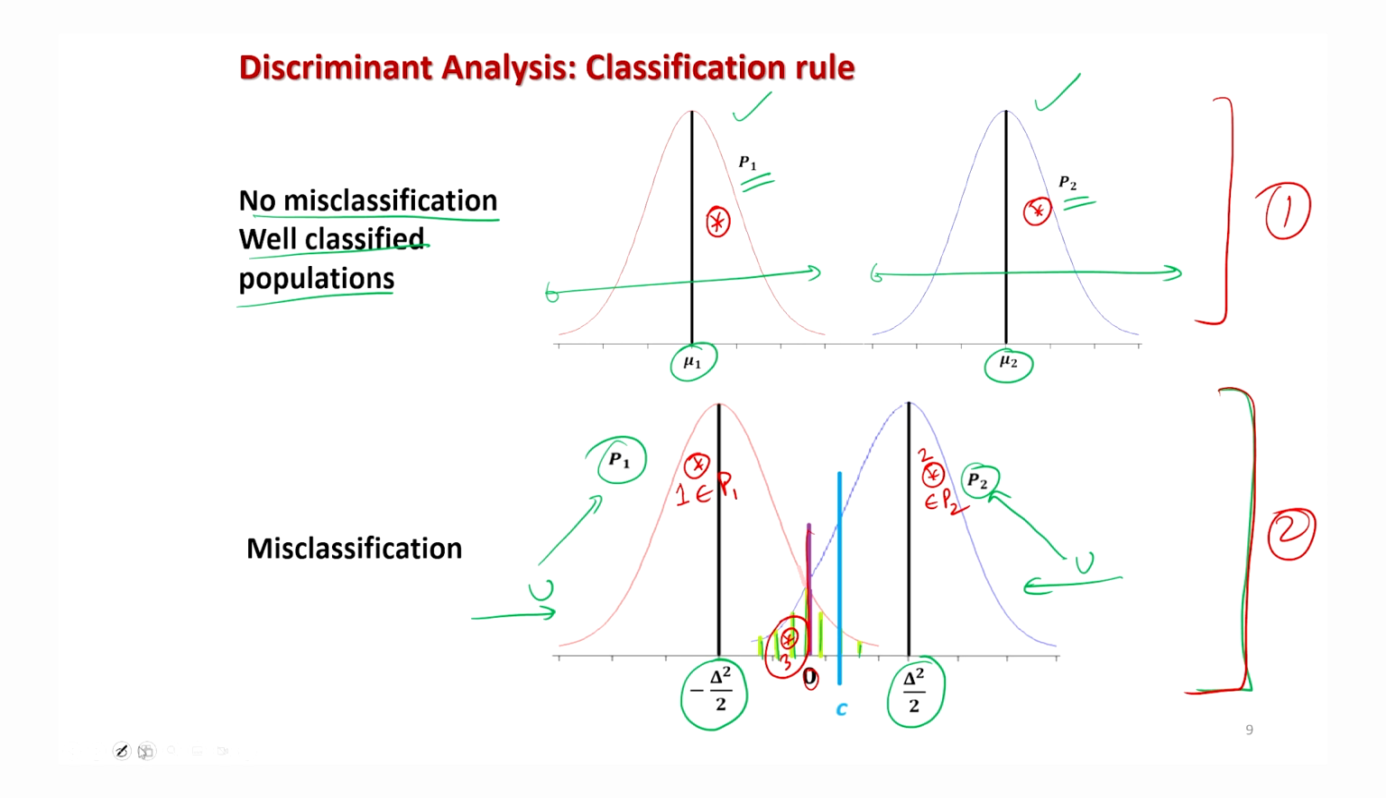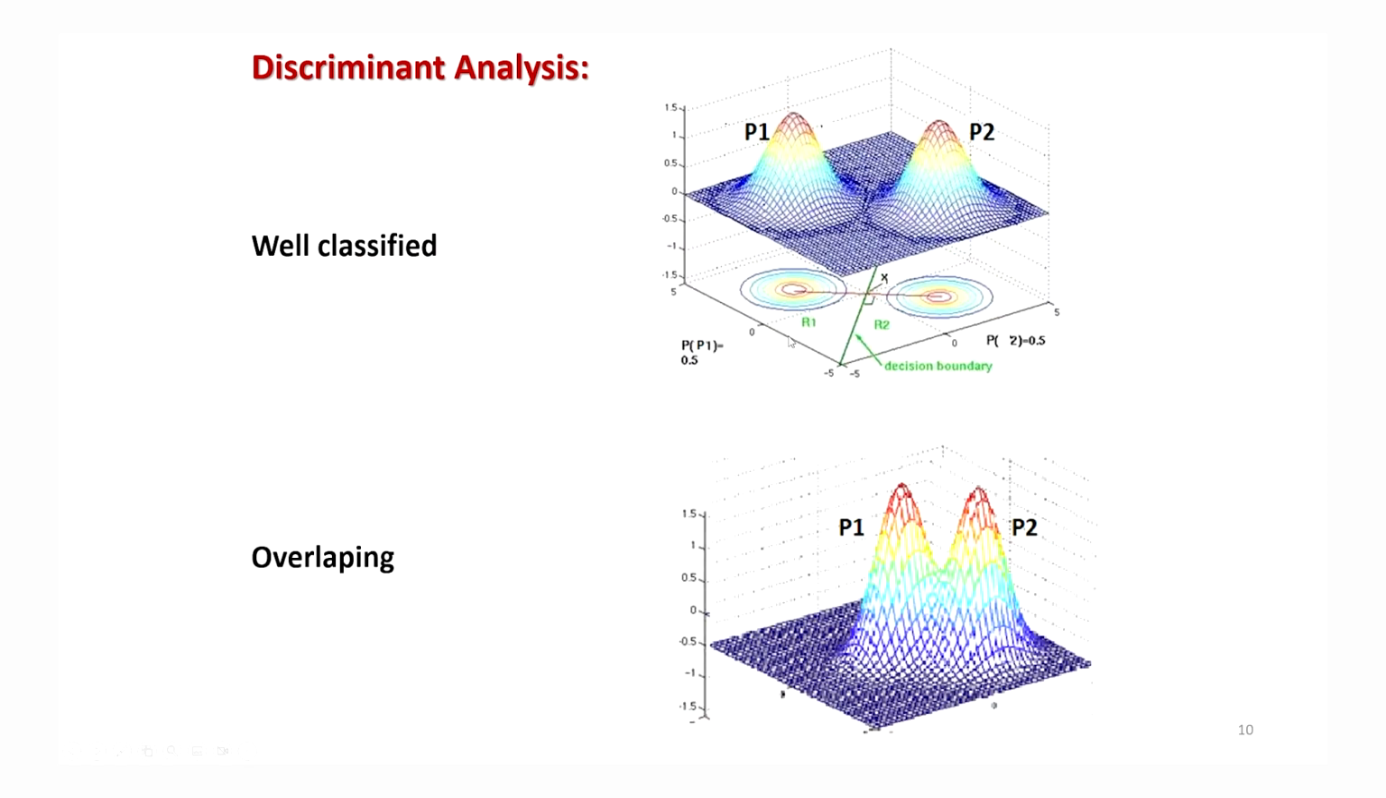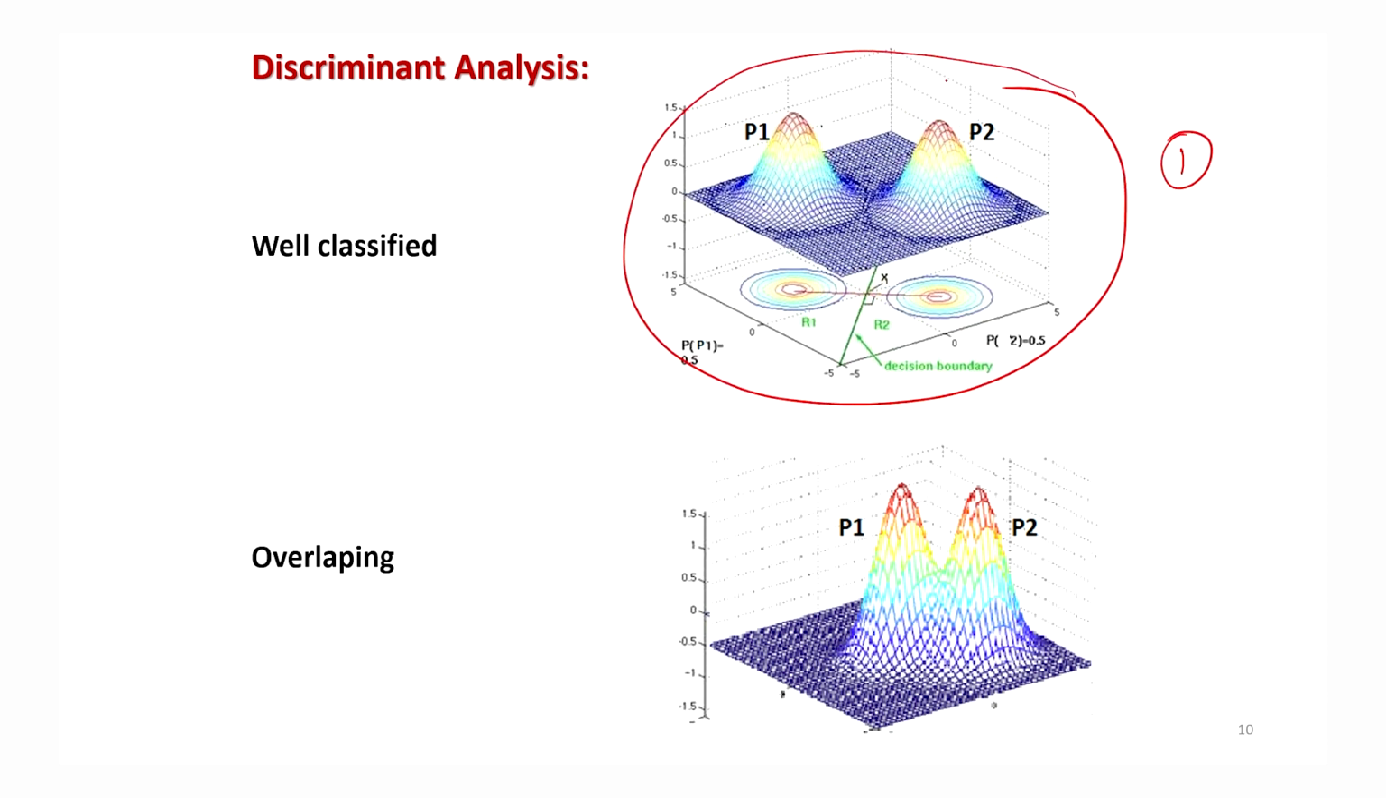Now, I have taken a point C, which is here like this, in this area. I will show you how to compute this probability at point C in the next slide, after I show you how these pictures look in the case of the multivariate normal distribution. You can see in graphic number 1, these are very well classified populations, two normal populations which have no overlapping region. So there is no misclassification issue.